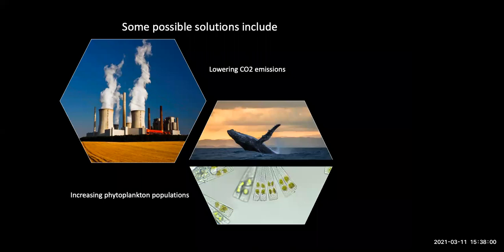Phytoplankton can help decrease CO2 concentrations by using it for photosynthesis. Phytoplankton bloom when iron from whale feces is introduced, so increasing whale populations through potential breeding methods could be one way of increasing phytoplankton populations and thus lowering CO2 concentrations.